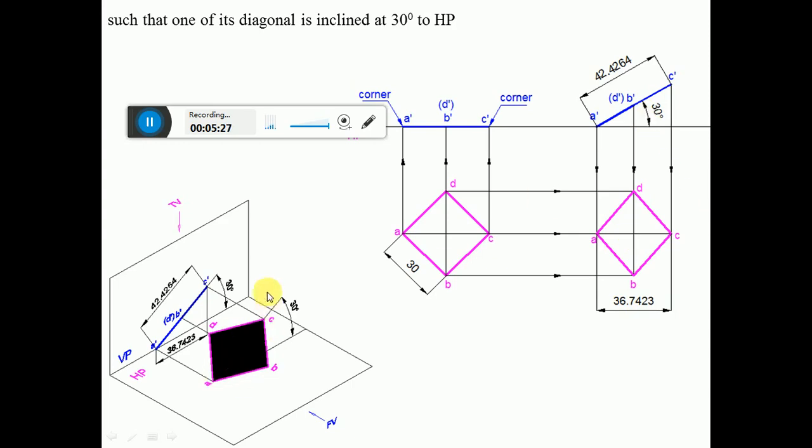So this is how, when you look from the top view, we have not given the projected surface on the horizontal plane, because of clarity. So this is how it is going to look in the top view when the diagonal is inclined at 30 degrees to HP.